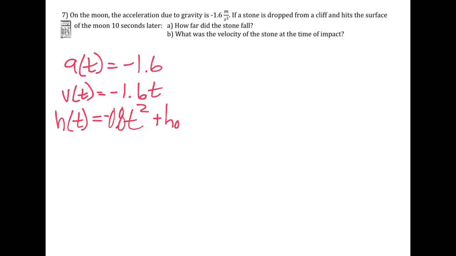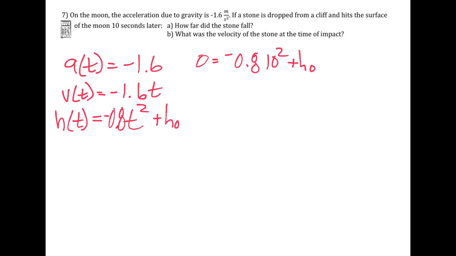But we do know that after 10 seconds, the height of the object is 0 because it's on the surface of the moon at that point, which has a height of 0. So we can say 0 equals negative 0.8 times 10 squared plus h naught.